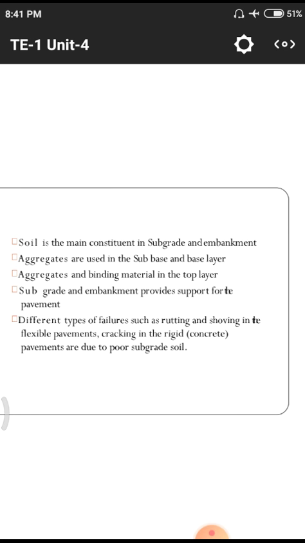Cracking in the rigid pavements is due to poor subgrade soils. Why? Because of these poor subgrade soils. Poor means the soil properties are very, very poor, very much less compared to the normal ordinary soils. Whenever we have this poor quality of soils, automatically there is no proper force dissipation into the subsoils. Due to that improper force dissipation, the total force will be dissipated on the top layers only. There is no force dissipation into the bottom layers.